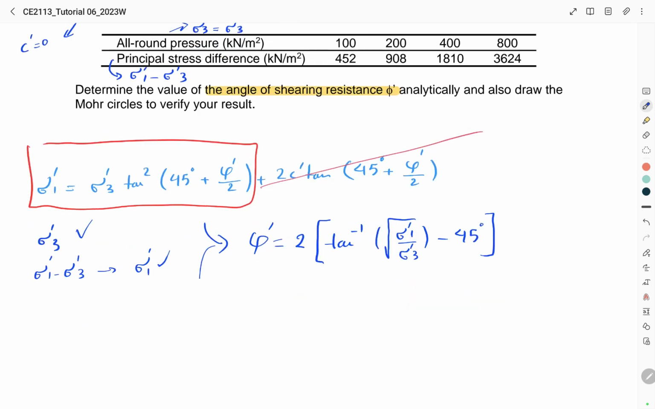So we have the results of 4 tests. We can determine the value of phi prime for each test, and then take an average and use the average as the angle of shearing resistance of our sand specimen.